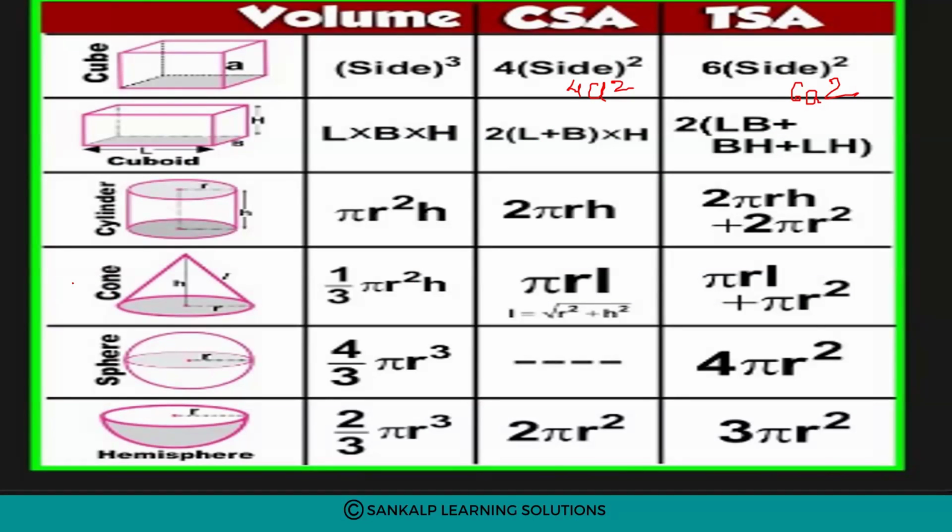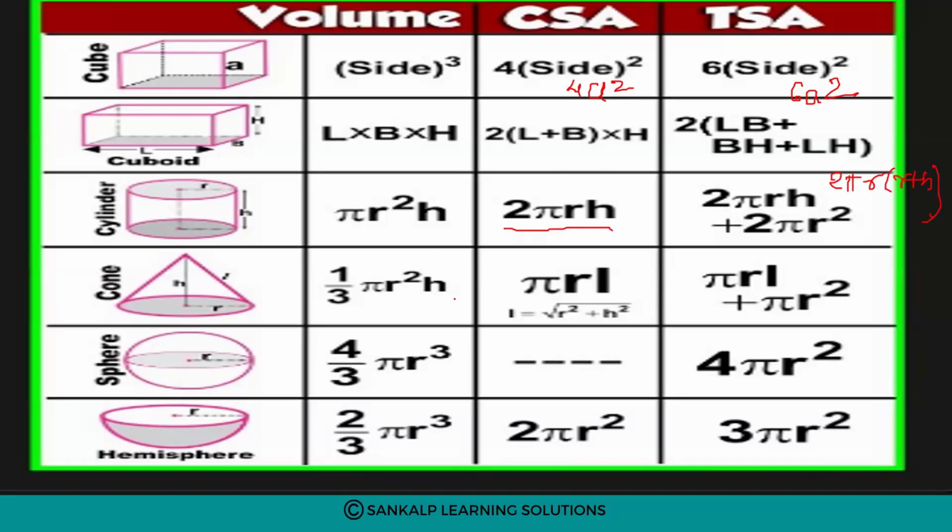Now, cylinder. So these are very important. Cylinder. So volume of the cylinder is pi r square h, and r is radius here and h is the height. Curved surface area 2 pi r h, and total surface area 2 pi r h plus 2 pi r square, or it is 2 pi r into r plus h. Both are same. Okay.